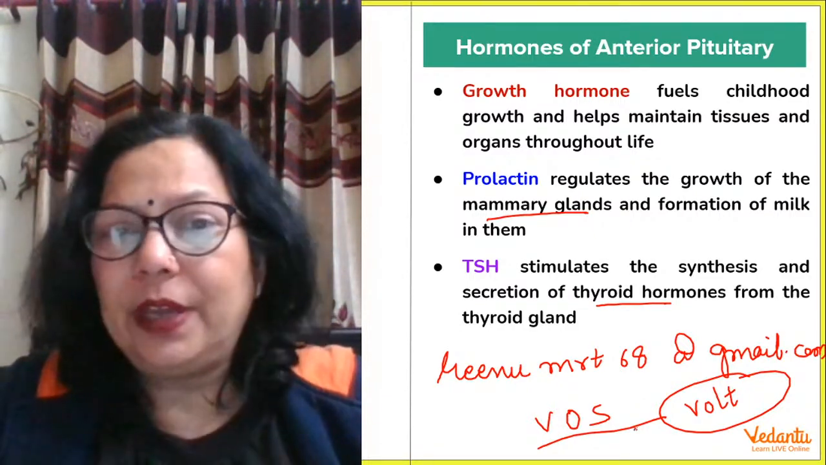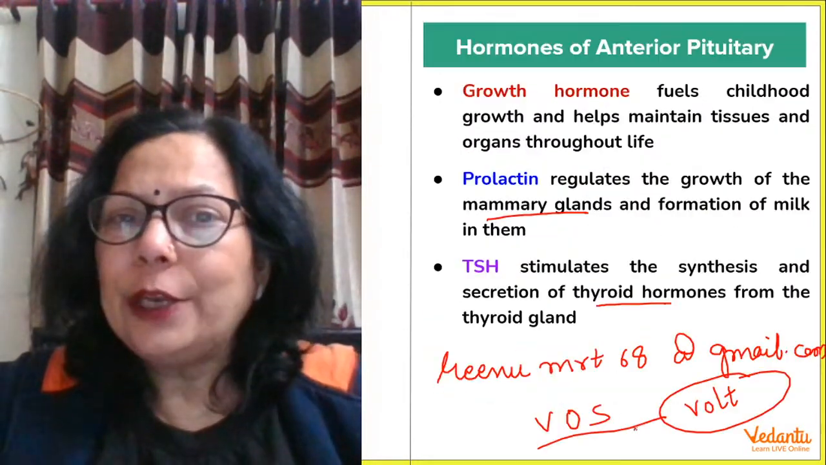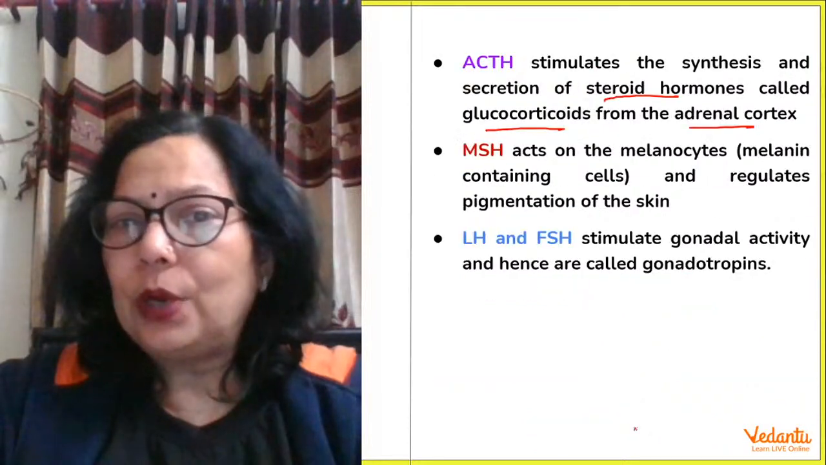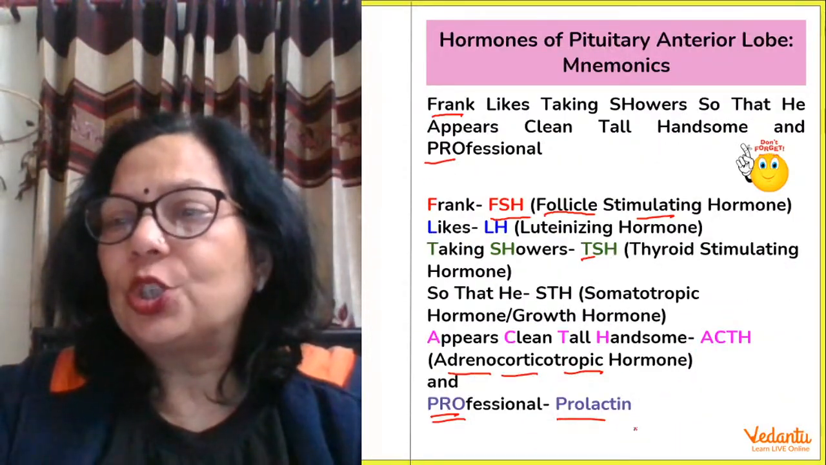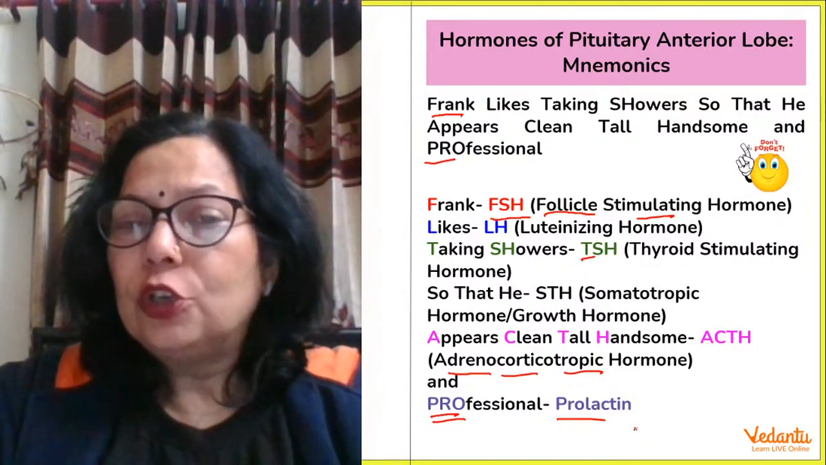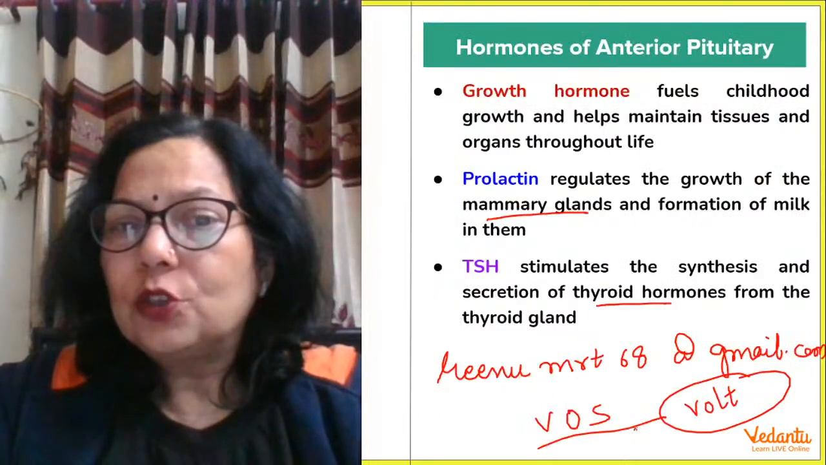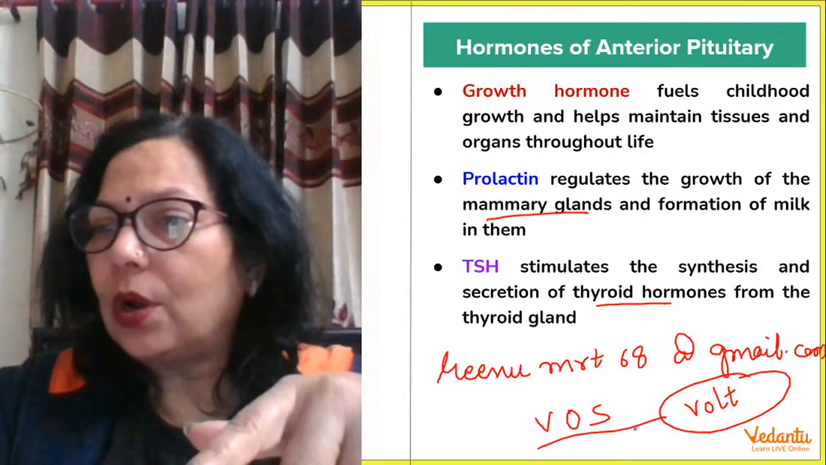Okay, you have put it in. Very good. So these are the hormones of the anterior pituitary. Can you remember them now? Growth hormone, prolactin, remember the names. Frank likes taking showers so that he appears clean, tall, handsome and professional. So prolactin, its function is on the mammary glands. Growth hormone, somatotropin, has its own function.